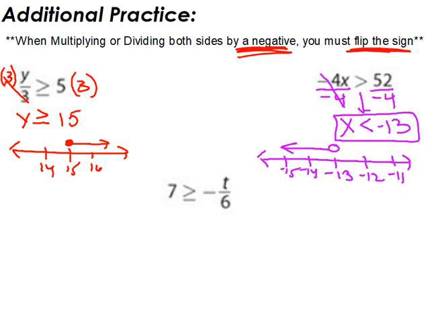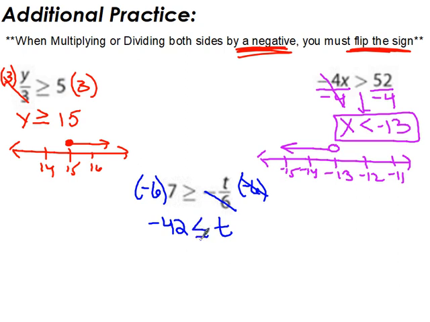Okay. So the negative sign is in front of the whole entire fraction, but we want to get rid of that negative, so the way we would do it is we would multiply by a negative. So I would multiply this by negative 6, and that would make this negative go away. So that goes away, and I can multiply the left side by negative 6. This gives me negative 42, and this gives me my variable by itself, but because I multiplied both sides by a negative, I have to flip my sign. So I get t is greater than or equal to negative 42.